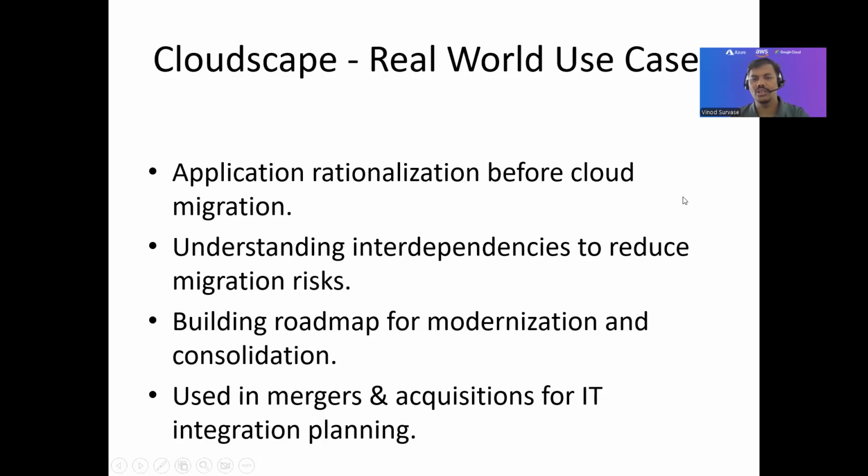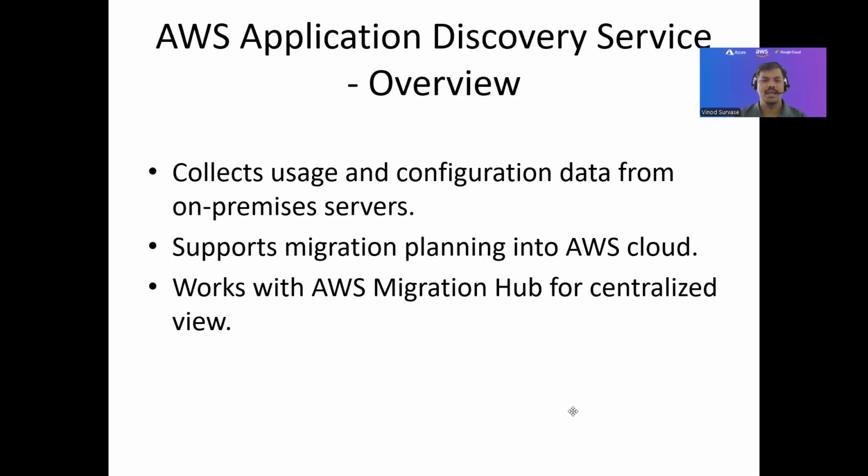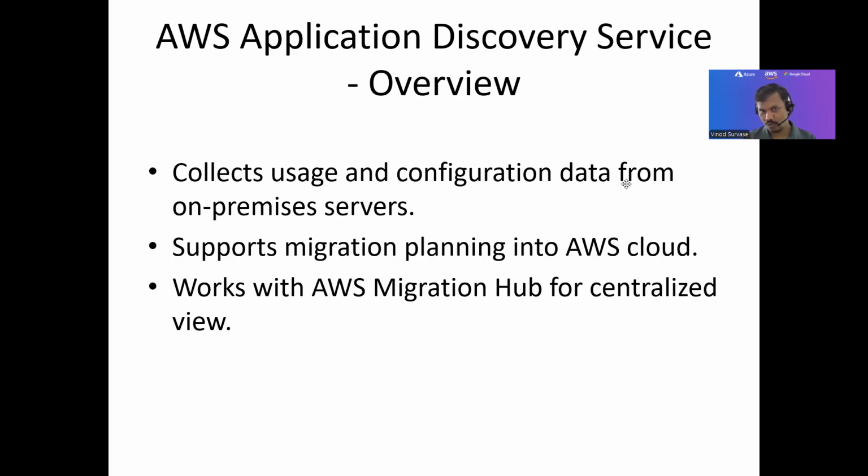Let's talk about the next one here, which is AWS. So what does AWS have to offer for this capability? It's the Application Discovery Service, which collects usage and configuration data from on-premises servers. Then it supports us for migration planning into the AWS cloud, and it works with AWS Migration Hub for a centralized view. So that gives clarity on what is there, what is not, any dependencies or interdependencies, and how we can move ahead with that workload migration. So that's how it is going to be helpful.